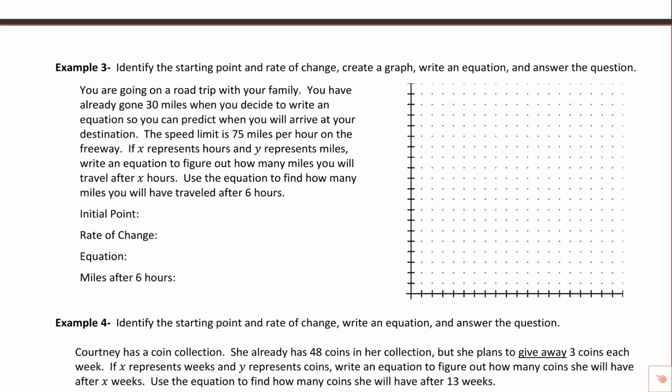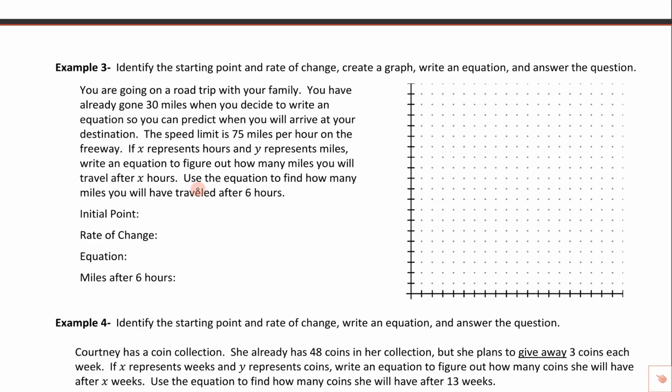So let's take a look at this next one. It says you're going on a road trip with your family. You've already gone 30 miles when you decide to write an equation so you can predict when you will arrive at your destination. The speed limit is 75 miles per hour on the freeway. If x represents hours and y represents miles, write an equation to figure out how many miles you will have traveled after x hours. Use an equation to find how many miles you will have traveled after 6 hours.